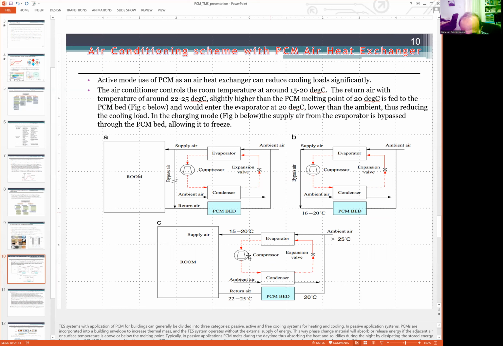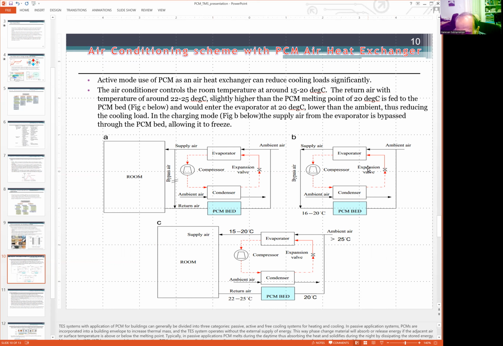Now chart C shows just one piece of it, where the return air from the building, which is higher temperature, passes through the bed and cools to 20 degrees. And this is in turn combined with the ambient air fed to the evaporator. This effectively reduces the cooling load, then the cooled air is supplied to the room.